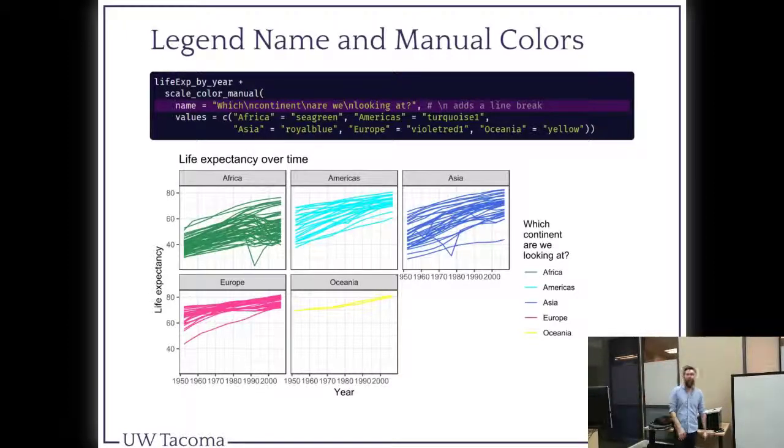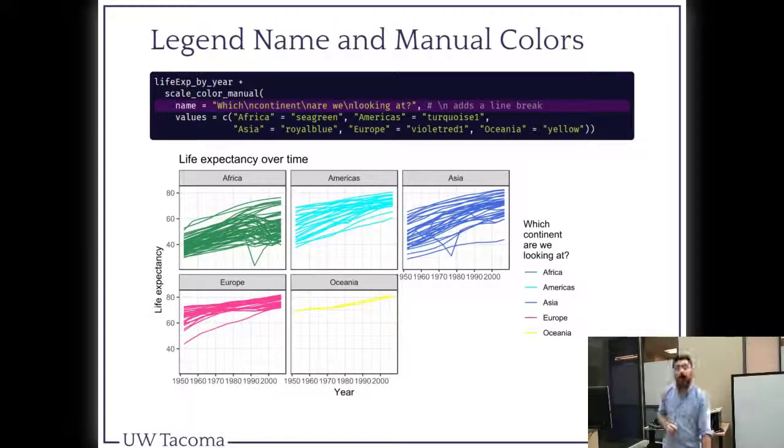Just a common old, I don't remember where that line break escape character comes from, but it's old. It's like Unix old, you know, in the 70s. Anyway, it works. Then I say, okay, I want to specify exact values for every continent in my data set.